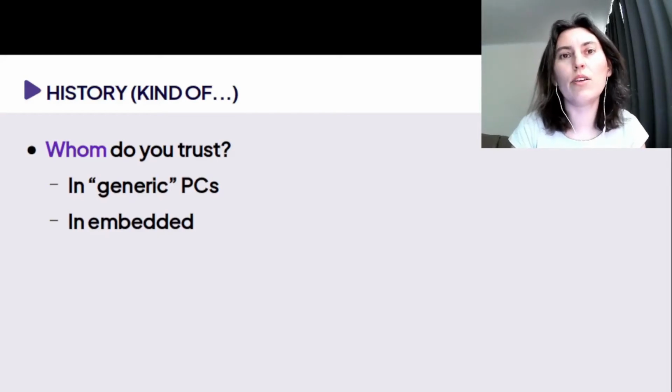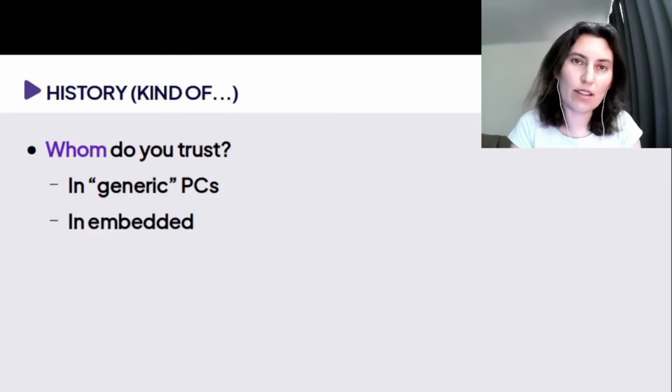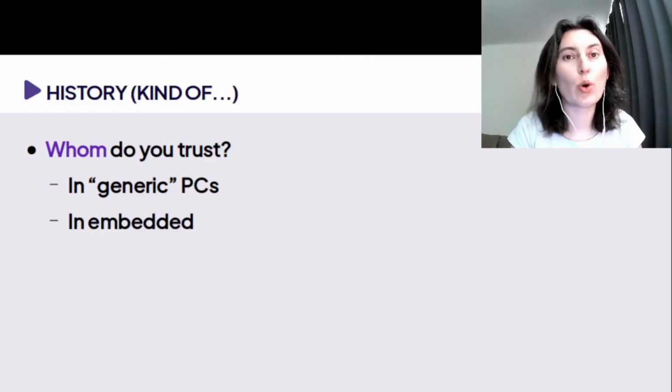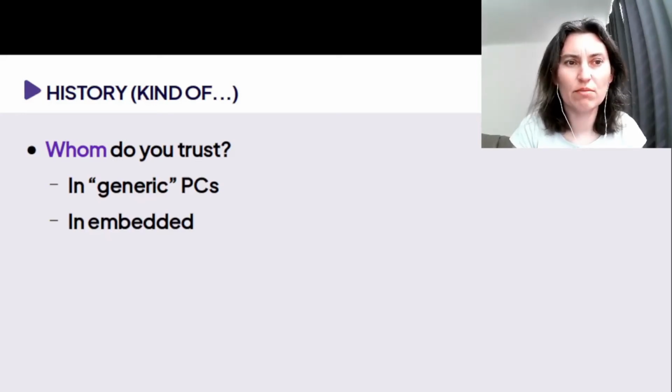When we are looking into systems that could be running Secure Boot and all the systems we run in practice, let's look into the history of how the technology has been evolving. And the big question we have, the most important question is, whom do you trust? And let's cover two examples. The example of a generic PC, an example of an embedded system.